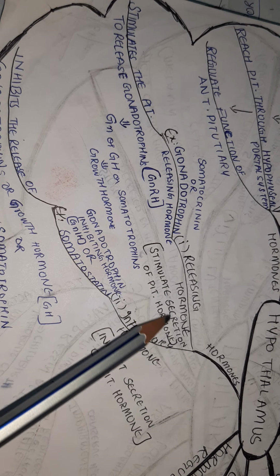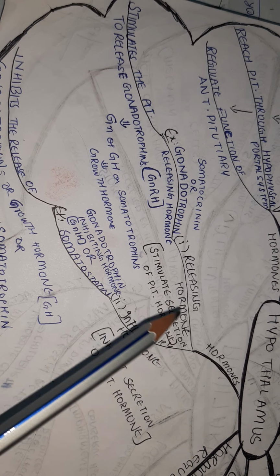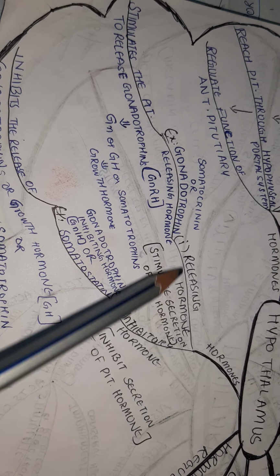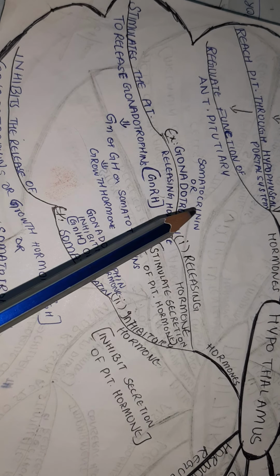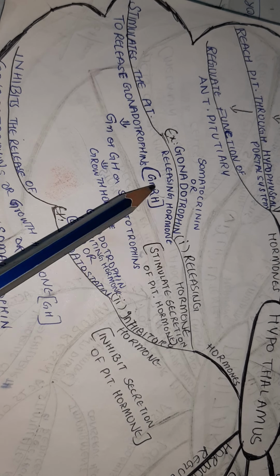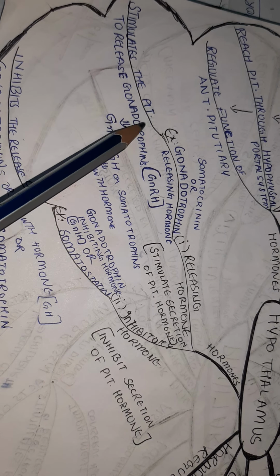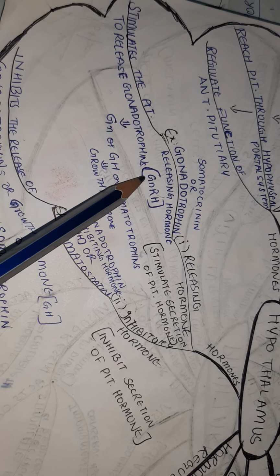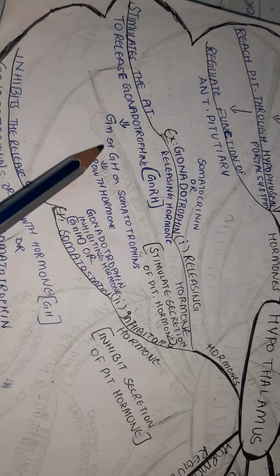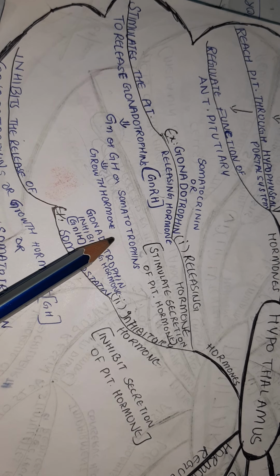Releasing hormone stimulates secretion of pituitary hormone, means they control or they allow the pituitary gland to secrete hormone. The example is somatocrinin. The other name of somatocrinin is gonadotrophin releasing hormone or GnRH. What does it do? It stimulates the pituitary to release gonadotrophins. Gonadotrophins can be said GN or GH or somatotrophins. GH is nothing but the growth hormone.